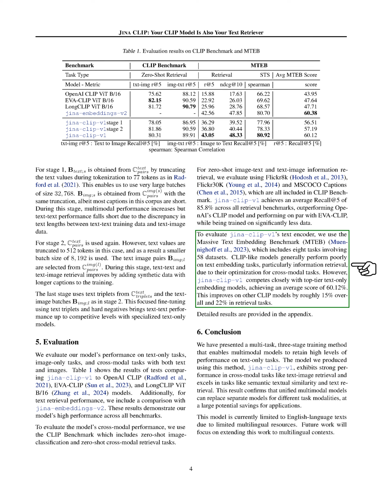For evaluating our model's text encoder, we utilize the Massive Text Embedding Benchmark, MTEB, which consists of 8 tasks across 58 datasets. While CLIP-like models typically struggle with text embedding tasks, especially in information retrieval, our model competes well with top-tier text-only embedding models, achieving an average score of 60.12%. This represents a significant improvement over other CLIP models, with an increase of around 15% overall and 22% in retrieval tasks. More detailed results can be found in the appendix.